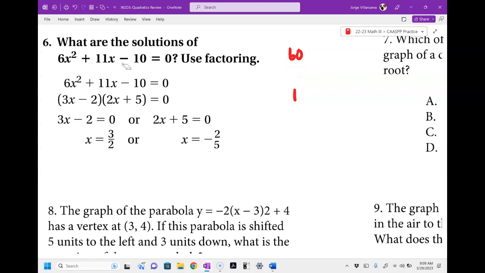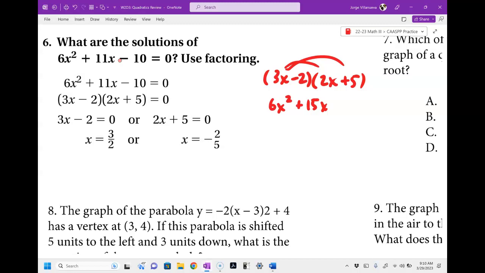Well, instead of racking my brain, let me do this, if you guys don't mind. Let me check to see if their factor is right, because if their factor is not right, then I'm going to spend my time doing it. So let's distribute. That's 6x squared plus 15x, and then this will be minus 4x minus 10. That's 6x squared plus 11x minus 10. That's correct.